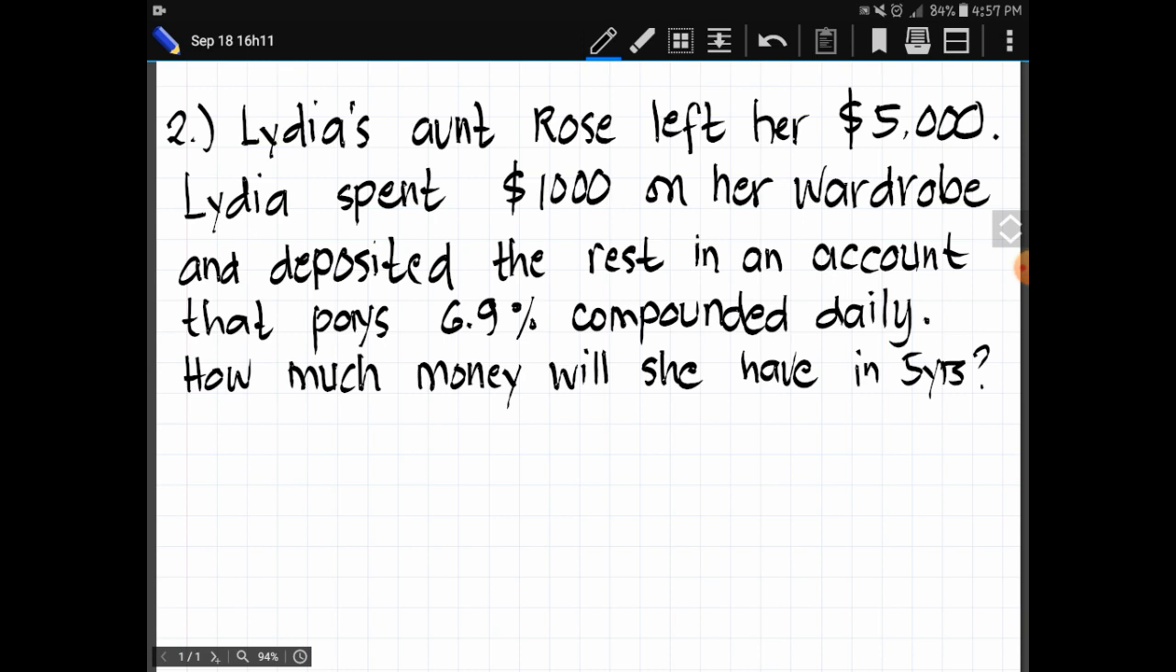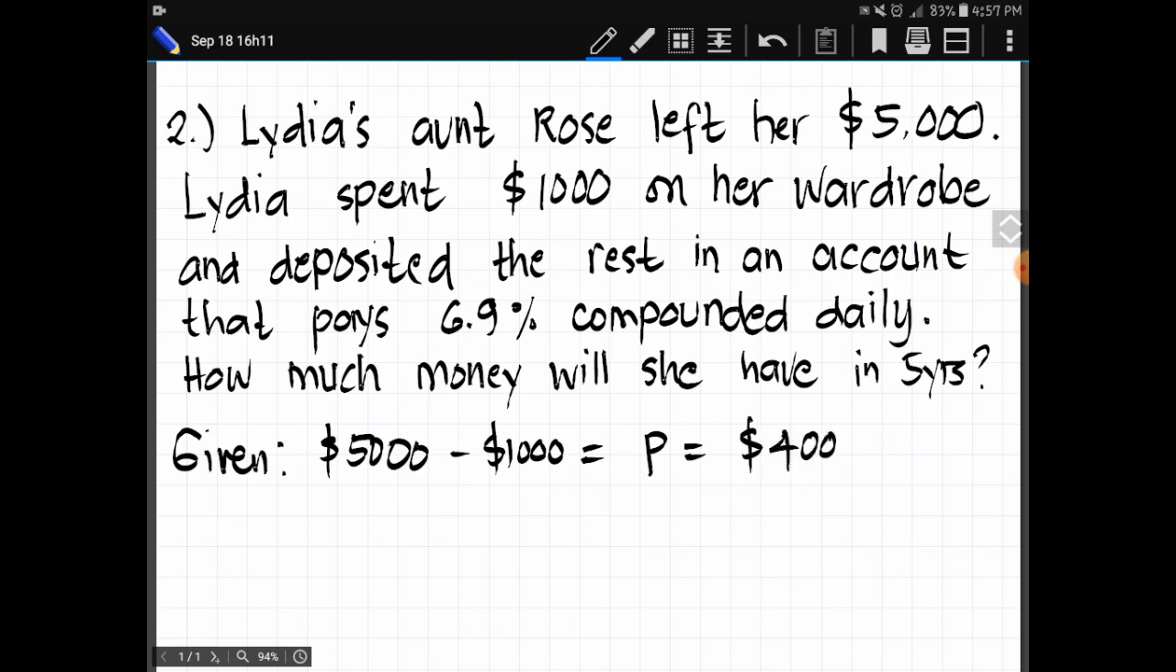Number 2. Lydia's aunt Rose left her $5,000. Lydia spent $1,000 on her wardrobe and deposited the rest in an account that pays 6.9% compounded daily. The question is, how much money will she have in 5 years? First, we need to write the given. From $5,000, Lydia spent $1,000, so it will be subtracted from the initial amount. Therefore, our P or the principal would be equal to $4,000.